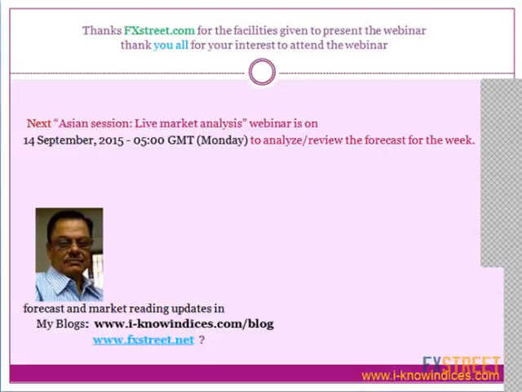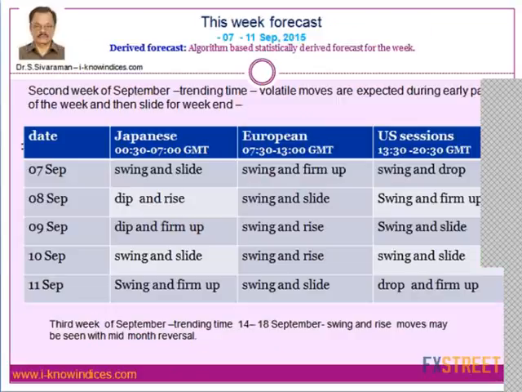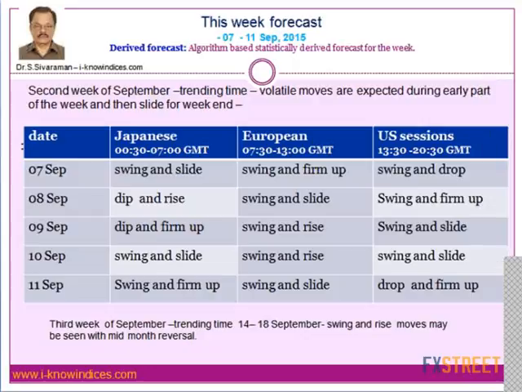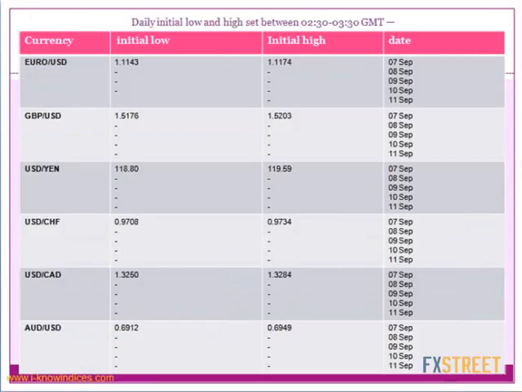So I'll show the forecast again. This week they are expected to make the downward move in the case of Euro and GBP, and they will continue to make the US dollar gaining move till mid of next week, and then afterwards the mid-month trend reversal is expected to happen. The levels are also given.